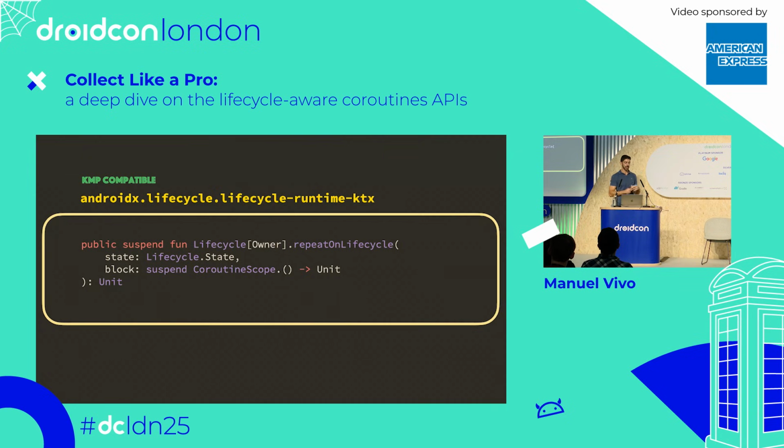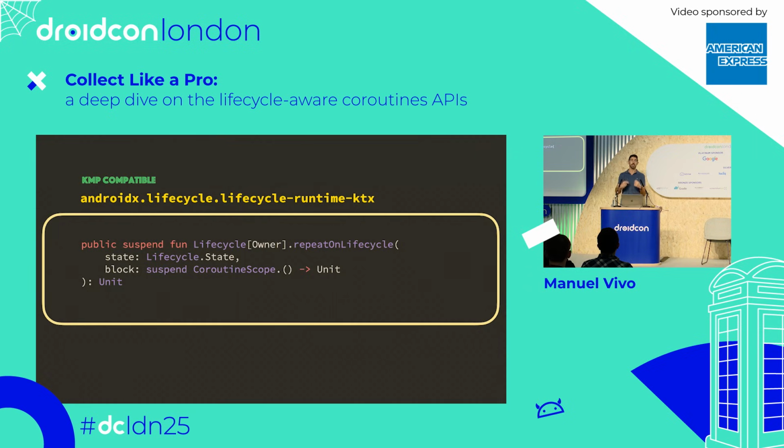It's going to take a state as a parameter and a block of suspend code, a block that is going to be running on a coroutine. And what repeatOnLifecycle is going to do is that every time the lifecycle is at that particular state, it's going to create a new coroutine and run the block within it. And when the lifecycle falls below that particular state, it's going to cancel that ongoing coroutine.